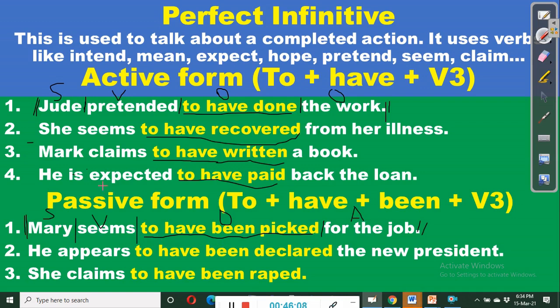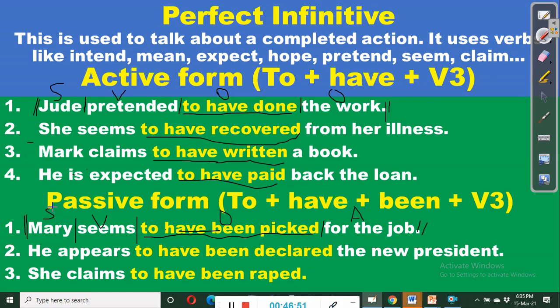Now, the difference here is that in the active, the first example here is an active sentence because the subject is the one performing the action, is the doer of the action. Jude is the one doing the action of pretending to have done the work. But here, Mary seems to have been picked for the job. So here, Mary is not performing any action. Rather, an action seems to have been performed on Mary. Someone picked her for the job. She did not pick someone for the job. So you can see the difference between the passive form and the active form.